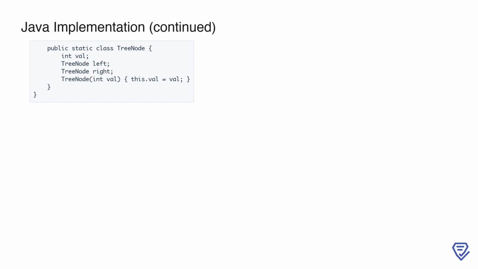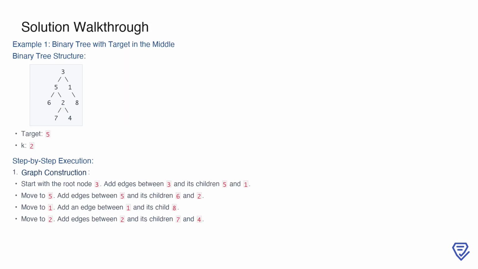This class is essential for constructing the binary tree input that the distanceK method operates on. With this definition, we can build the tree, pass it to our solution, and retrieve the nodes at the specified distance from the target. This completes the implementation, providing an efficient way to solve the problem by combining tree traversal, graph representation, and BFS. To solve this problem, we begin by constructing a graph representation of the binary tree.